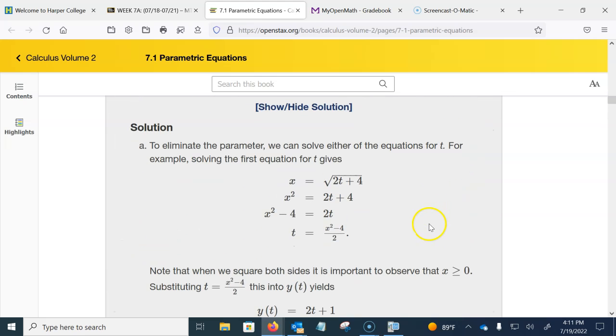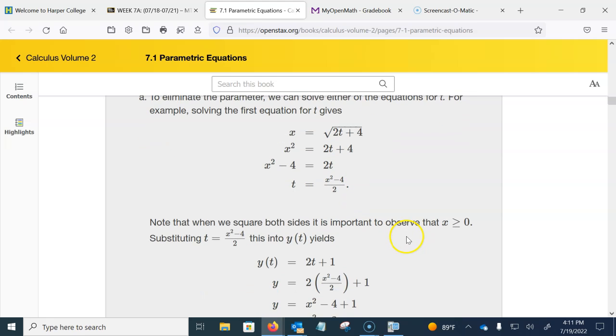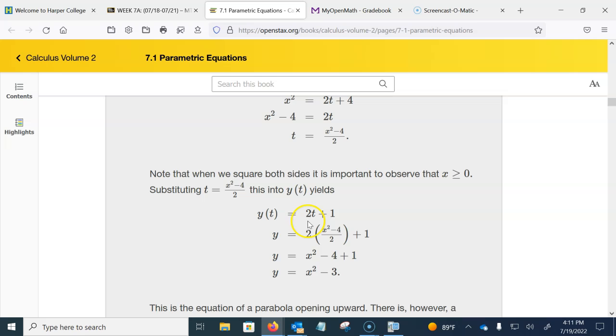Let's go ahead and look at the details there. Okay, so here's x equals root of (2t plus 4). Squaring both sides, I get 2t plus 4 equals x squared. Take away 4, divide by 2: t equals (x squared minus 4) over 2. Substituting it into the parameterized equation for y, that's 2 times t, but t had a factor of 1/2, so those 2's will divide. That gives me x squared minus 4 plus 1, which is x squared minus 3.